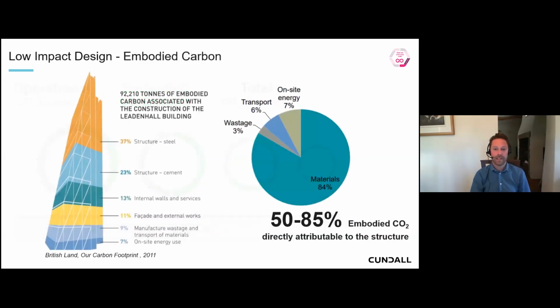And actually, there's a few key drivers on this. So if you look at the study by British Land back in 2011, they looked at Leadenhall building, and there's been various other studies, and they tend to say that 50 to 85% is directly attributable to the structure, which is hence my big interest and drive on this. And again, that changes. You're probably more like 50 on an office building and moving towards 85 as you go more towards industrial buildings. So significant areas for impact on just a few material decisions.